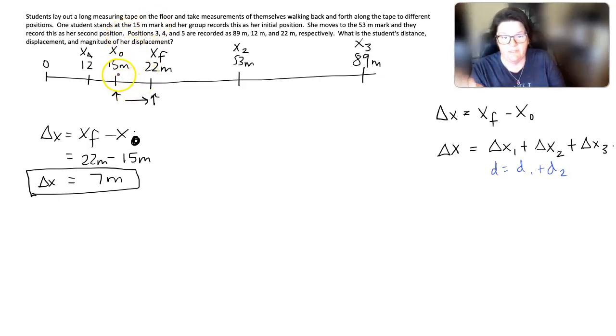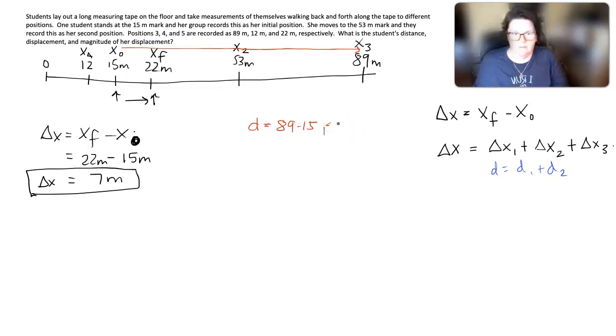So she started out at 15, and she went to 53, and then the next one she went to 89. And so this first distance that she went was from 15 to 89. Since she's still going in the same direction, we don't even have to worry about that, right? So we could find this one and then this one, but I'm just going to find the big one overall. So 89 minus 15 in my calculator. So to get from 15 to 89, she went 74 meters.